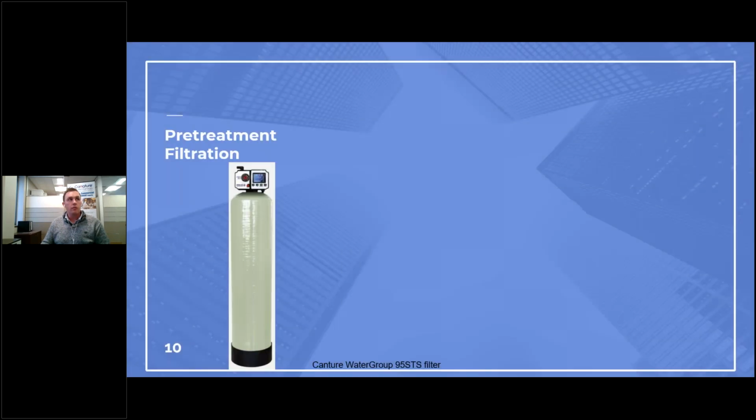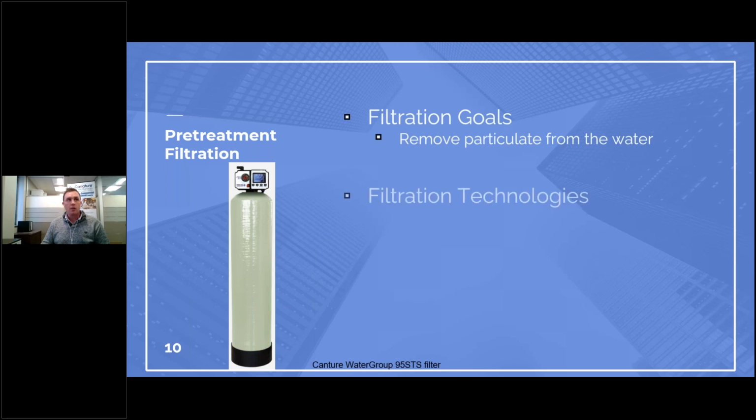So we'll start with the filtration, so suspended solids and that sort of thing. We want to remove these from the water, and there are a few different technologies that we can use to achieve that. One of which, when we're talking about the big three in terms of filtration from wells, is iron, manganese, and hydrogen sulfide. There you've got a few different options. Greensand is one, Chem-Free is another, and Birm is another.